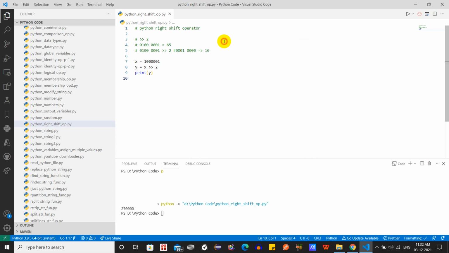Here it is written as 2,50,000. This is not a right answer, because it's written the 16 value. But why is it written in this way? So 1501, then I am shifting x towards 2, that is removing the right side 2 bits, and whatever remaining bits are assigned to y, and it prints y, but it returns 2,50,000.